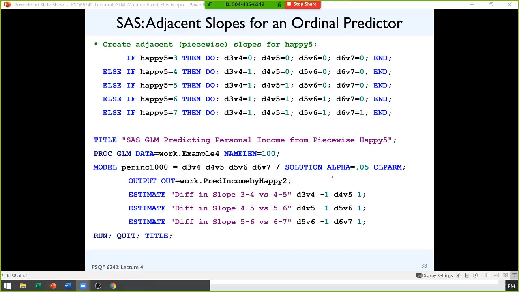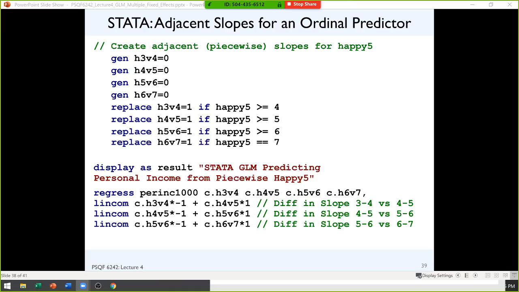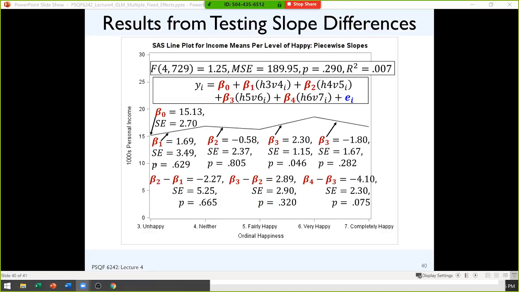Homework question. Here's the state of coding. Similar to what we've seen before, initialize to 0 and then selectively recode if we are greater than or equal to each of the thresholds or cut points, so to speak, and then linear combinations to get the differences in successive slopes as well. And I have the C dots in here too, just as a habit. Here's what happened.